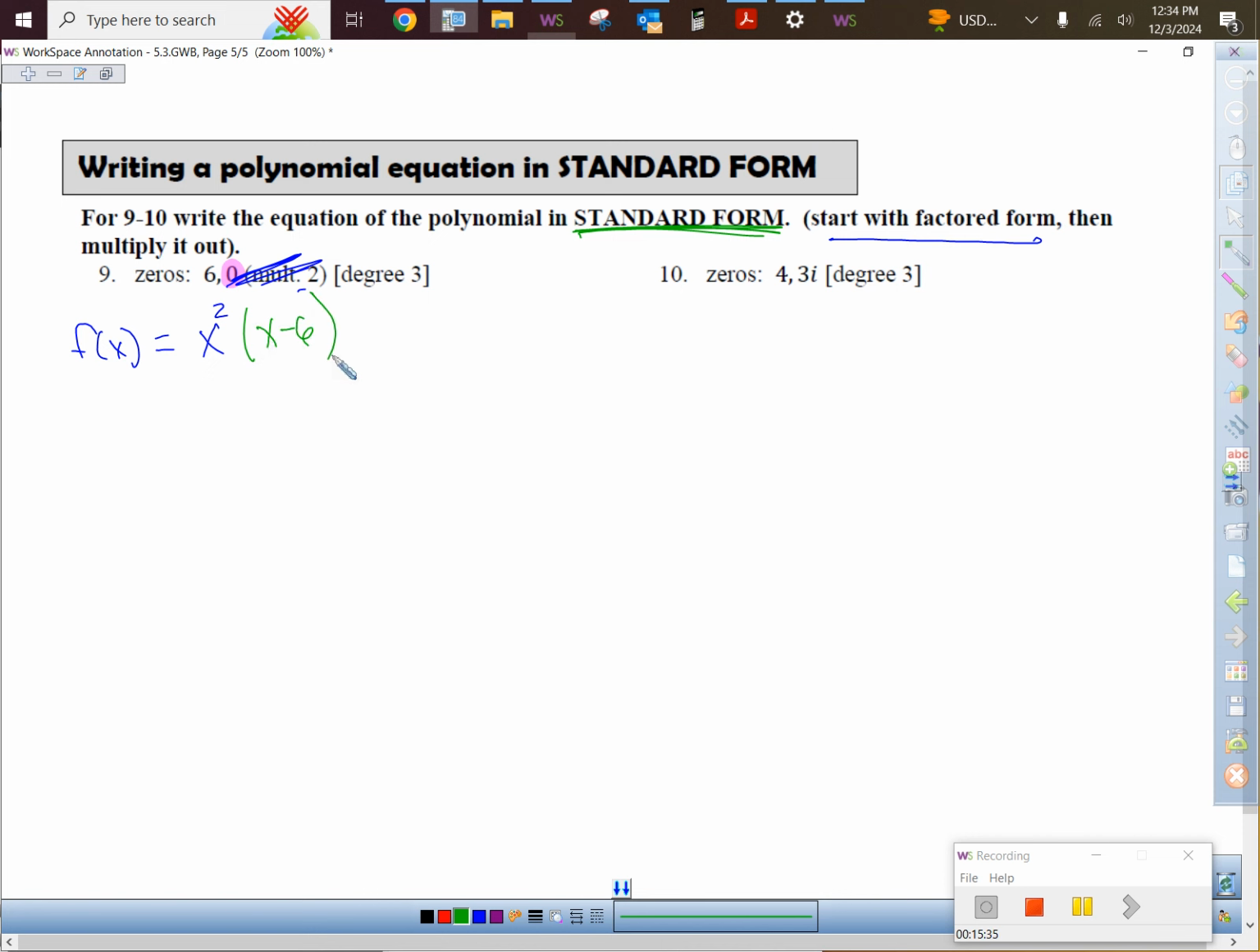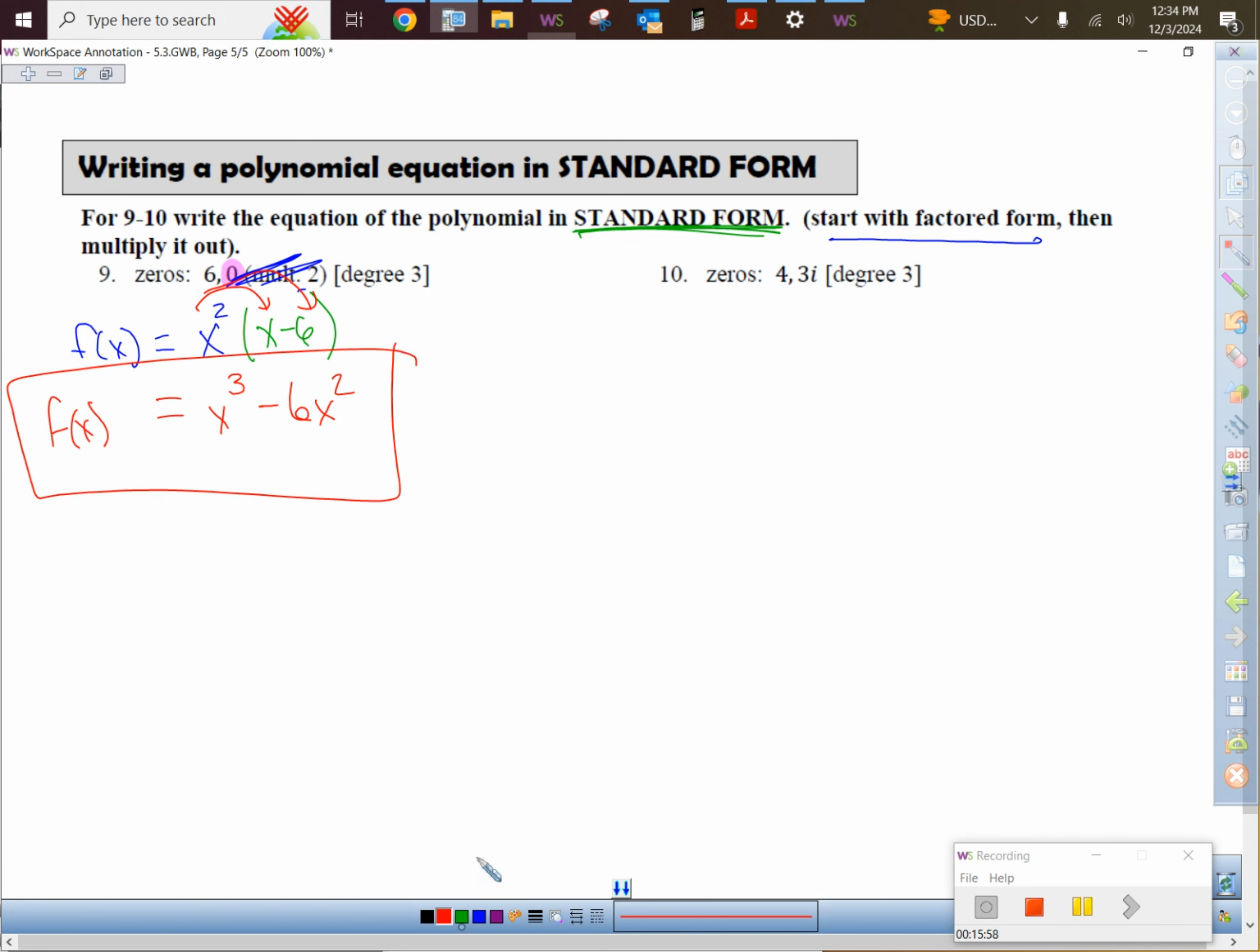But the thing is, this is factored form. They don't want that, but we need it to get started. To put it in standard form, we need to multiply this out. And this ain't too bad. It's just the distributive property. So x squared times x is x cubed minus 6x squared. So there's our final answer on this. That was not a bad one.